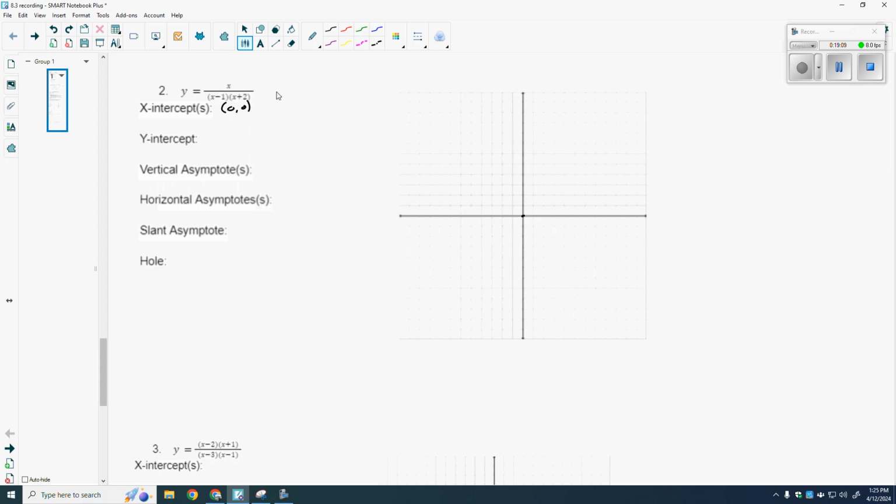Y-intercept. Put in 0 for x. So I get 0 divided by something, and 0 divided by anything is 0, other than 0 itself, and the bottom is not going to be 0. So my y-intercept and my x-intercept are at the same point. All right, that's okay.